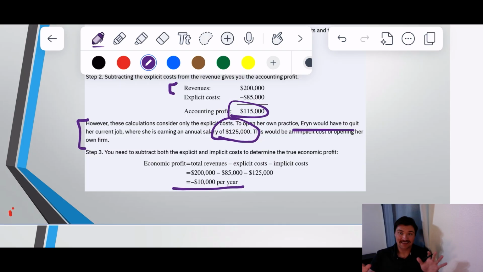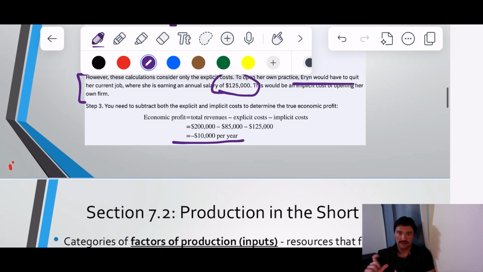Okay? So that's the difference between the two. Economic profit, explicit and implicit cost there. Accounting is just explicit. All right?